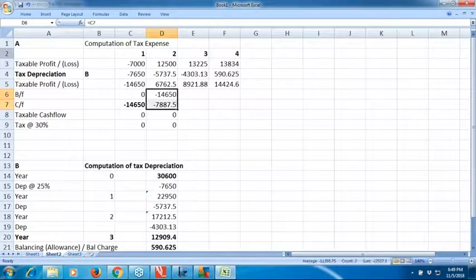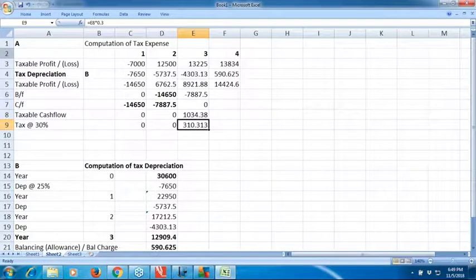In the next year, what is going to happen is we'll have this brought forward loss of 7.5. And once we do so, the carry forward amount is going to be zero here, and we would have a taxable profit of this plus this, which is going to be 1034. And we would have a tax of 310.